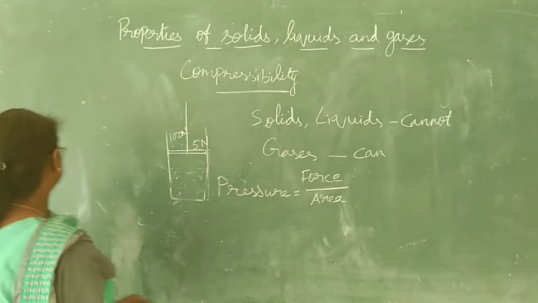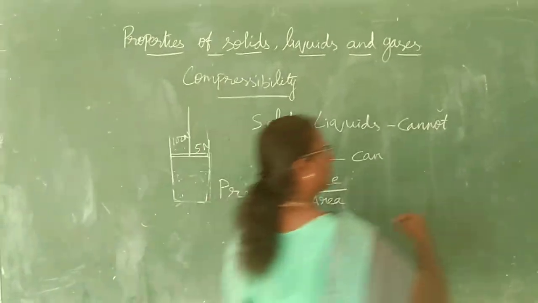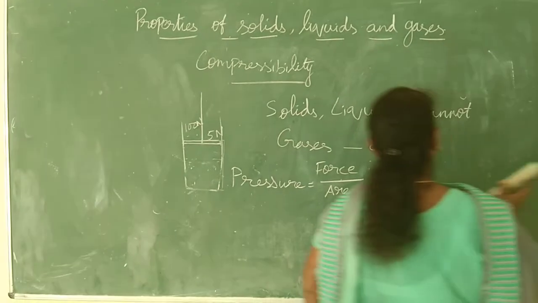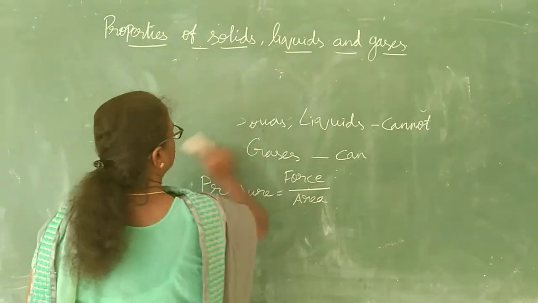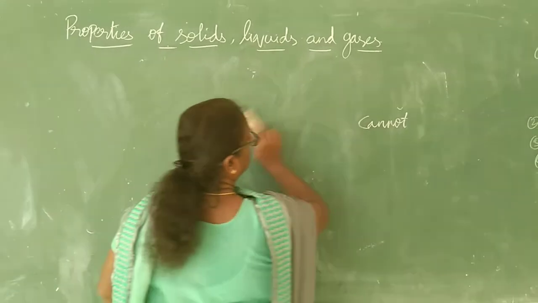Next one is density. What is density? Mass by volume is called density.